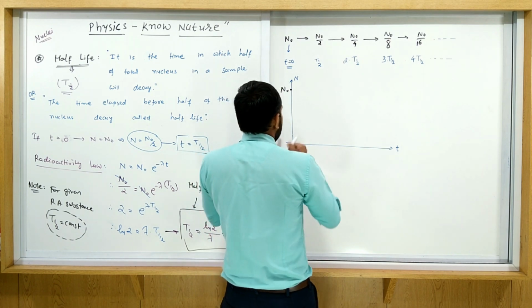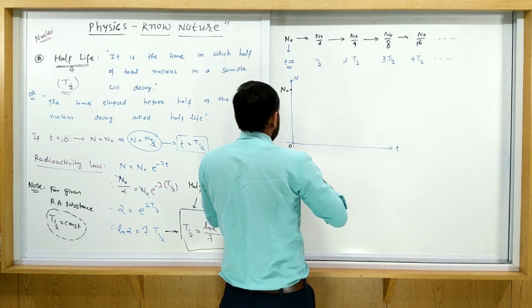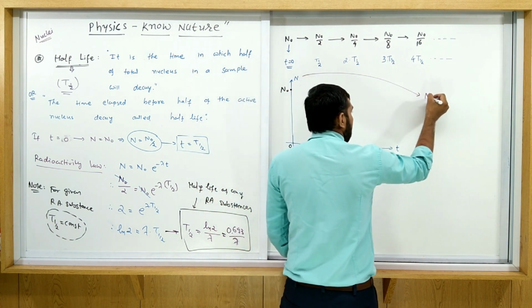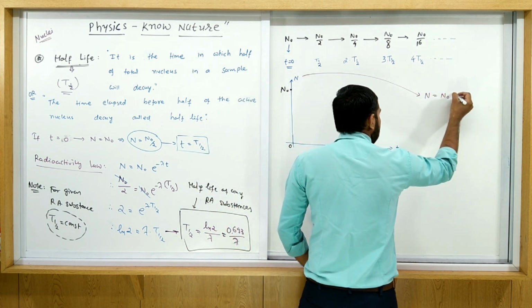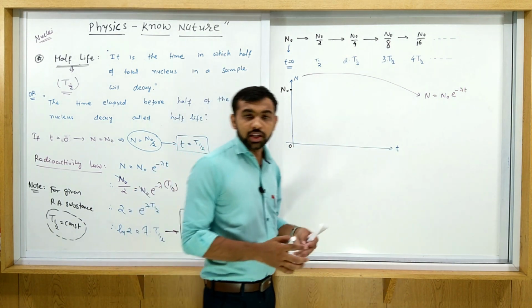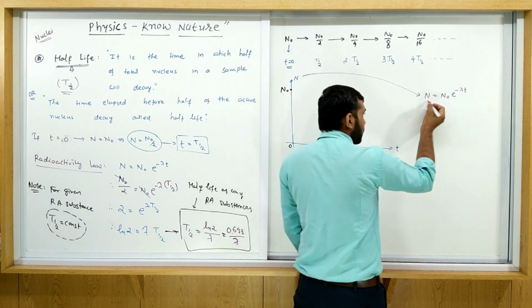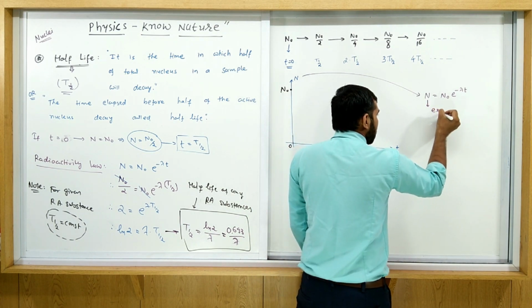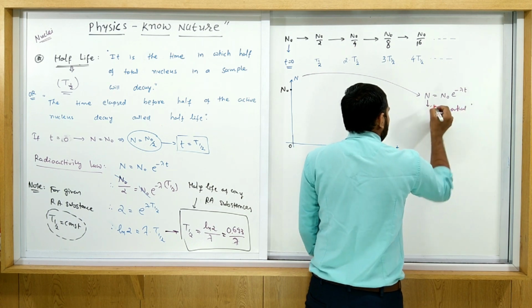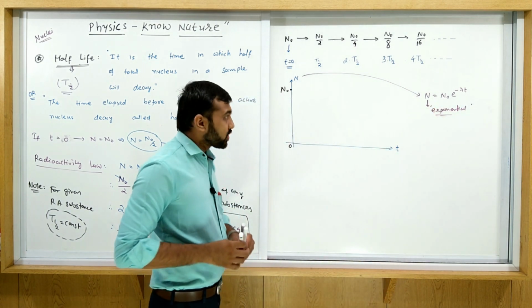The relation between N and t is like this: N is equal to N0 e raised to minus lambda t. So this is an exponential function. So the graph between N and t is what? Exponential. This graph follows the exponential path.